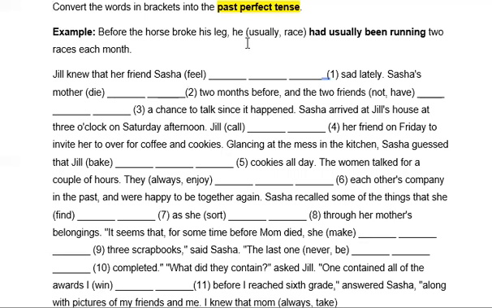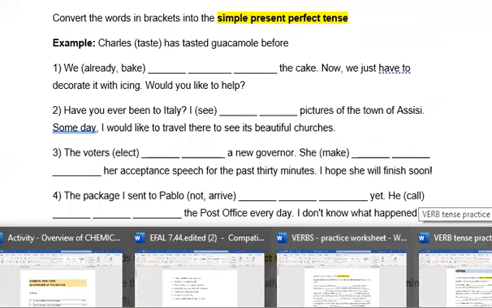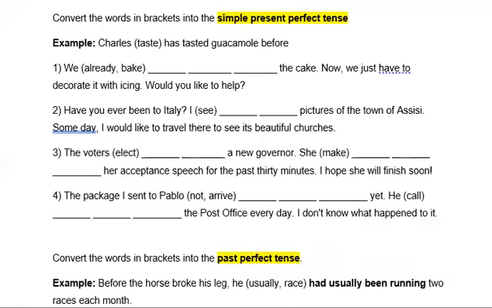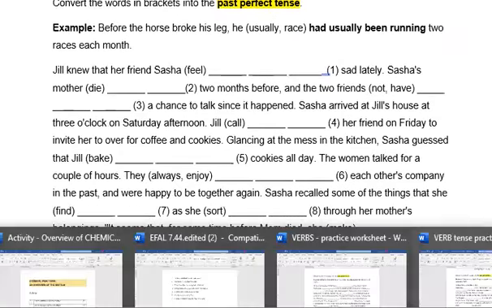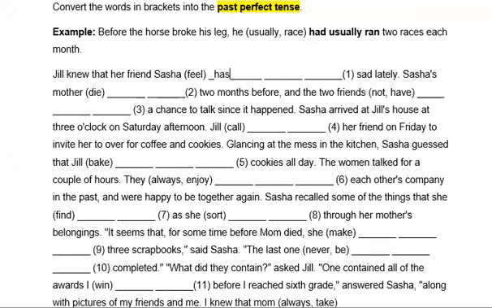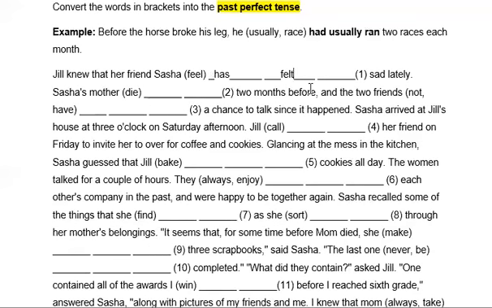For example, before the horse broke his leg, he had usually been running, right? But it's the past perfect tense, so it's actually supposed to be he had usually run. Jill knew that her friend Sasha had felt sad lately, and I see that in the grade 7 practice. It's actually the same thing. Has felt, and if you're changing it to the continuous, then it would be has been feeling. Sasha's mother has died two months before, and the two friends have not had a chance to talk, or if you're putting it in continuous, have not been having a chance to talk since it happened.